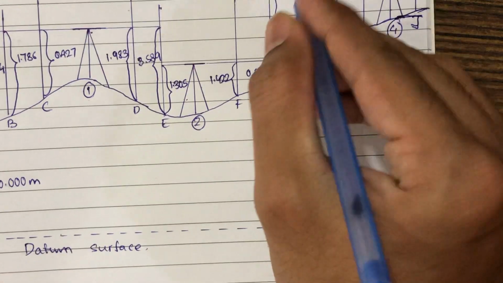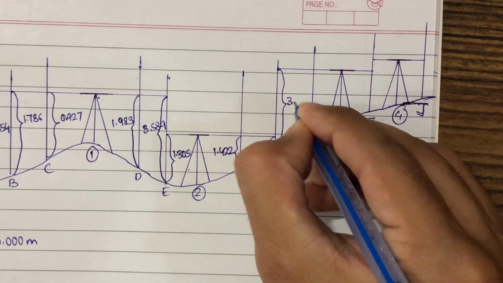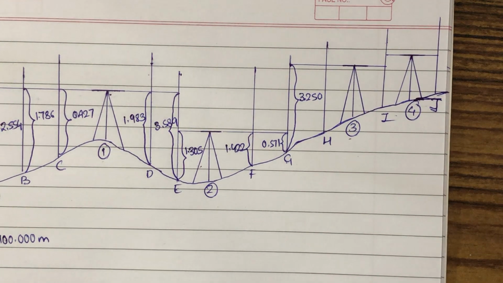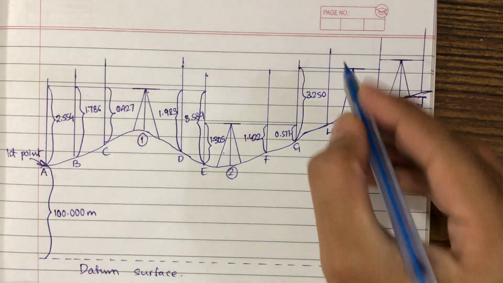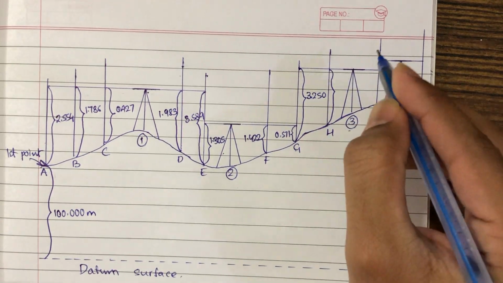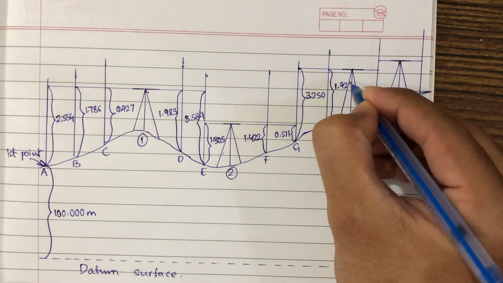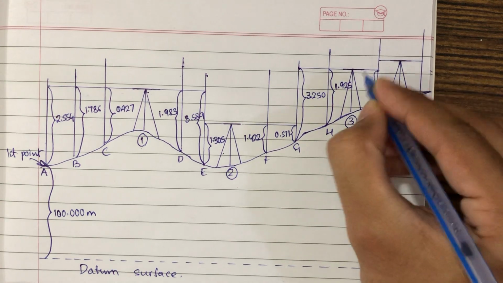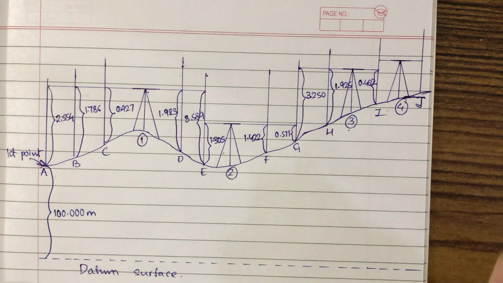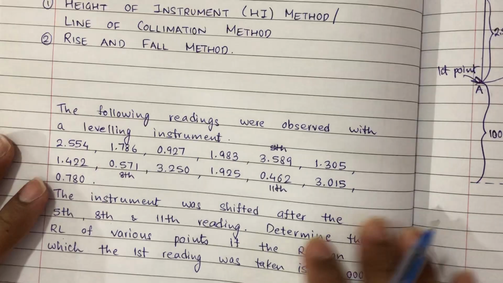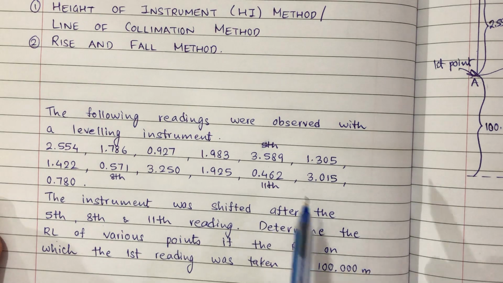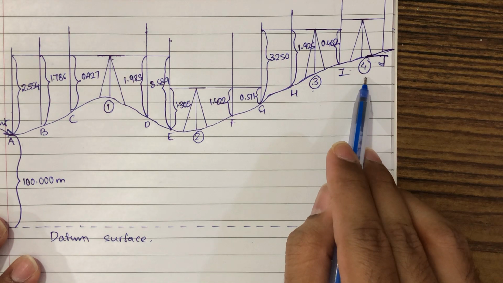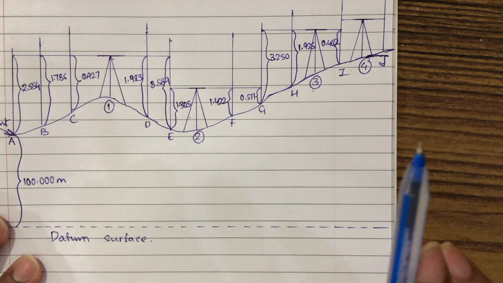3.250. So this reading is 3.250. Now from this, the reading comes out to 1.925. Then this reading comes out to 0.462. And after this reading, this 11th reading, the instrument changed its position. So from here, point 3, it changed to point 4, but the leveling staff was held at point I itself.